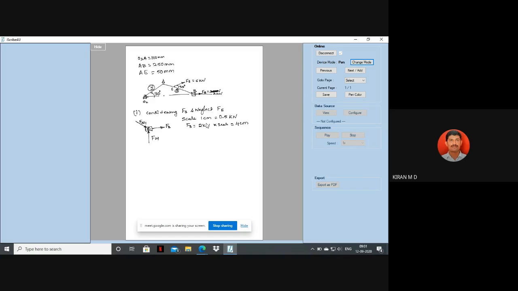Okay, so using this one, you draw the diagram. We know that the direction is towards right. So for 4 centimeter, you draw the horizontal line. This is FB.